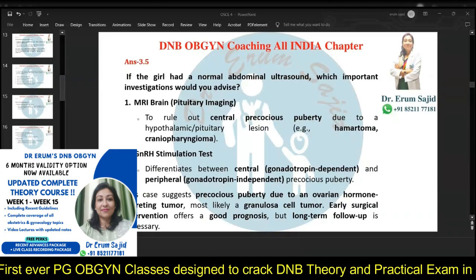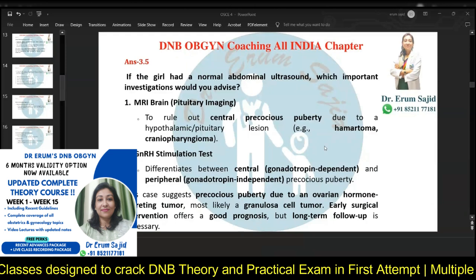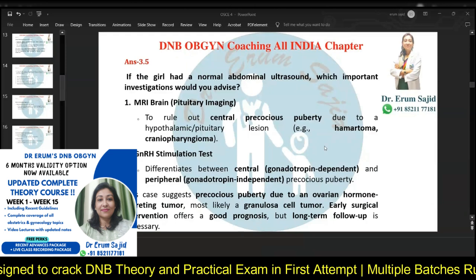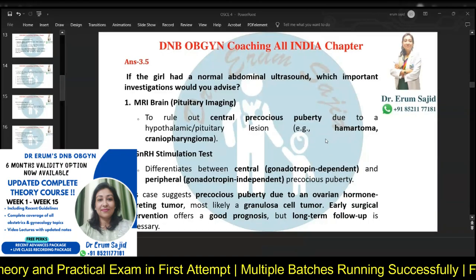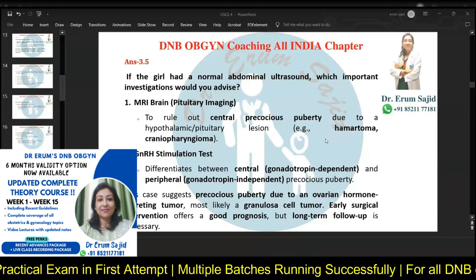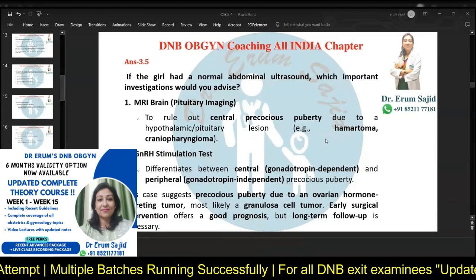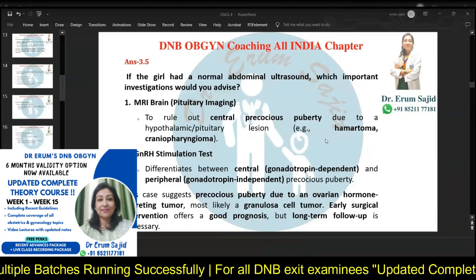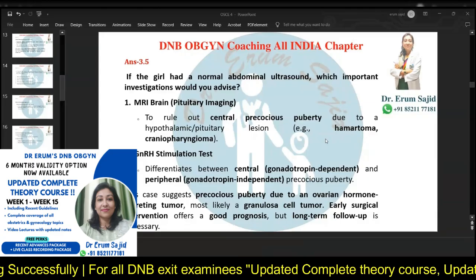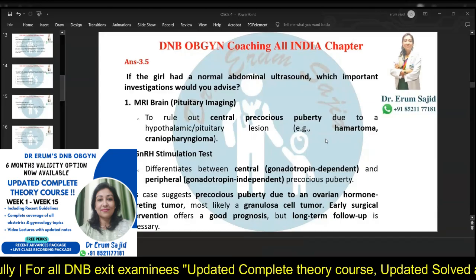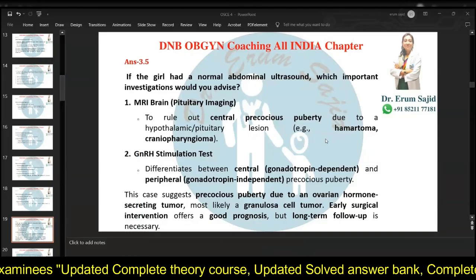If the girl had a normal abdominal ultrasound, which important investigations would you advise? Suppose this girl had similar features. She's having bleeding per vaginum, and she's not having anything in the ultrasound. Then the other thing which I would think of is central precocious puberty. So in that case, I'll do an MRI brain and maybe a GnRH stimulation test, because there are gonadotropin dependent and gonadotropin independent causes. You'll be able to differentiate between the two.